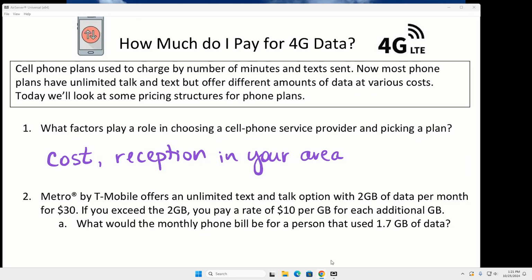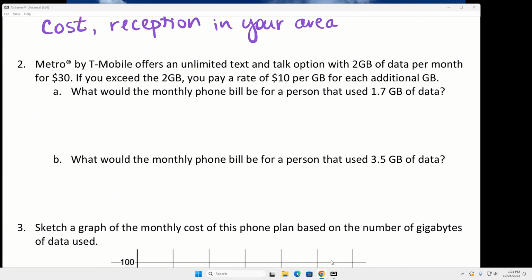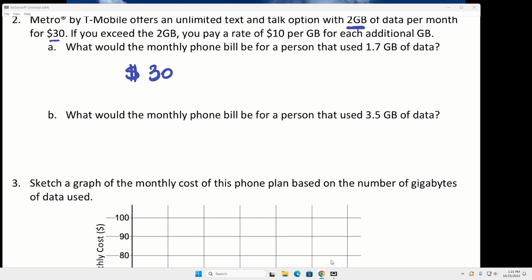Okay, Metro by T-Mobile offers an unlimited text and talk option with 2 gigabytes of data per month for $30. If you exceed that, then you pay $10 per gigabyte for each additional gigabyte. So if someone only used 1.7, how much would they pay? Yes, ma'am. What about 3.5?